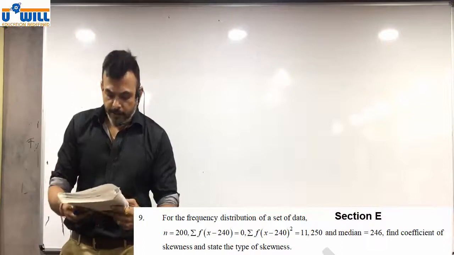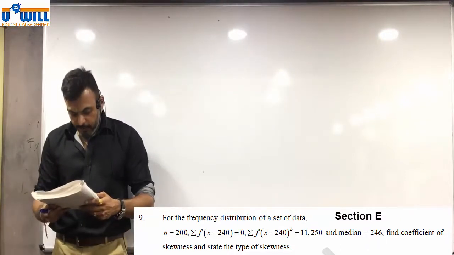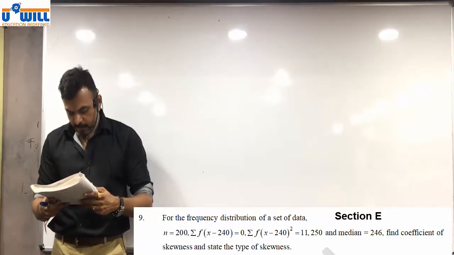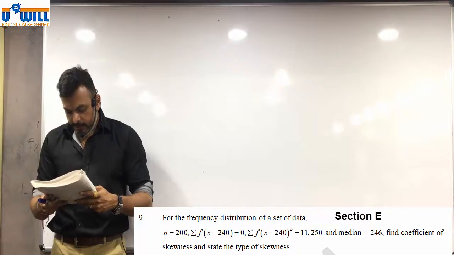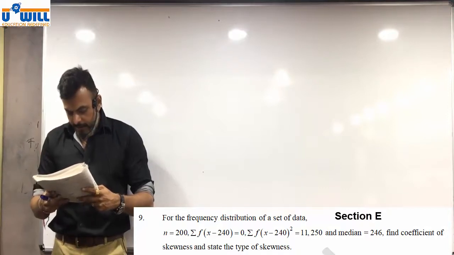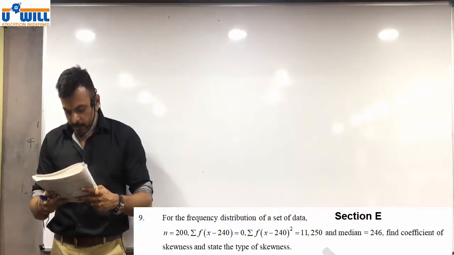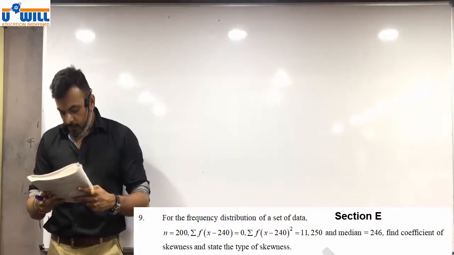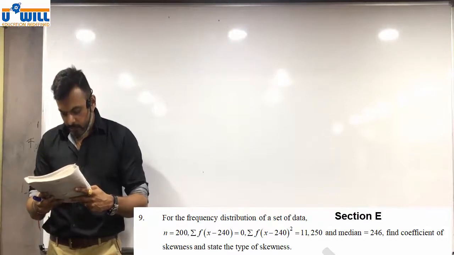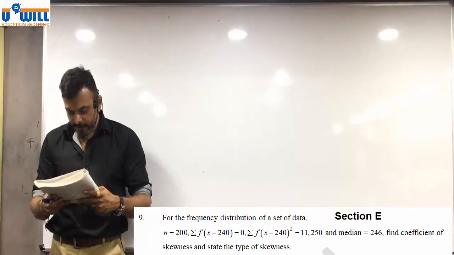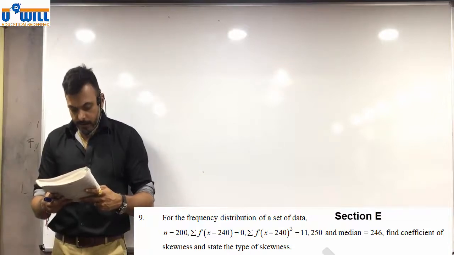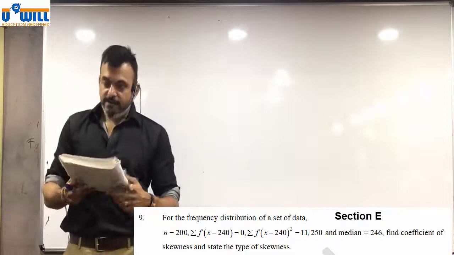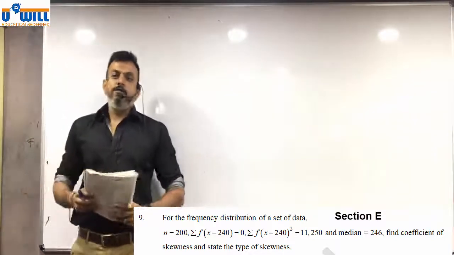Question number 9 is a tricky one. Pay attention. For the frequency distribution of a set of data, n is equal to 200. Sigma f into x minus 240 is equal to 0 and sigma f into x minus 240 the whole square is equal to 11,250 and median is equal to 246. Find the coefficient of skewness and state the type of skewness.